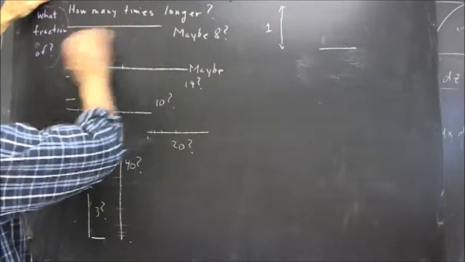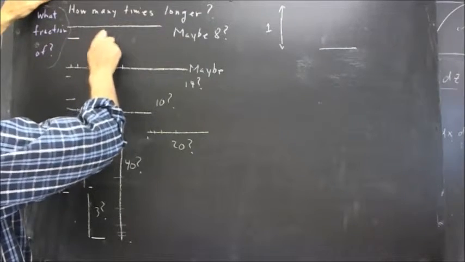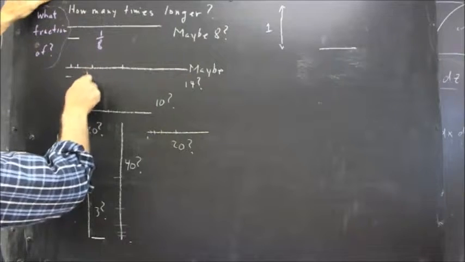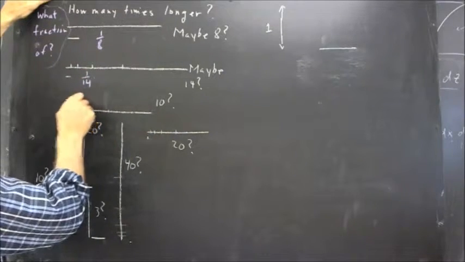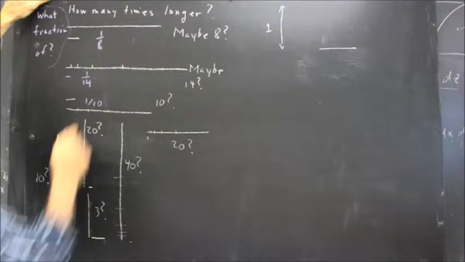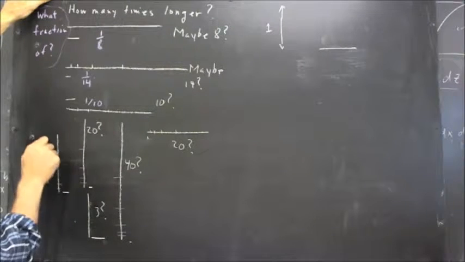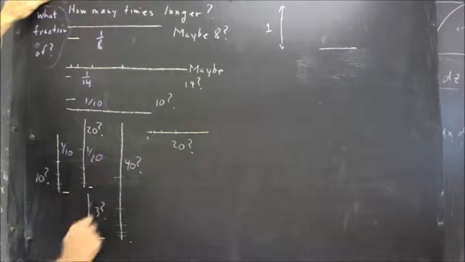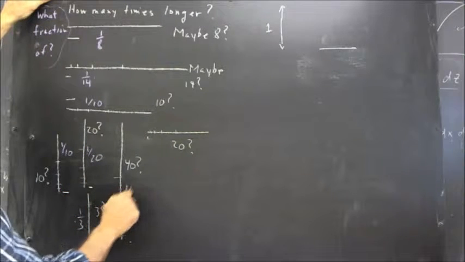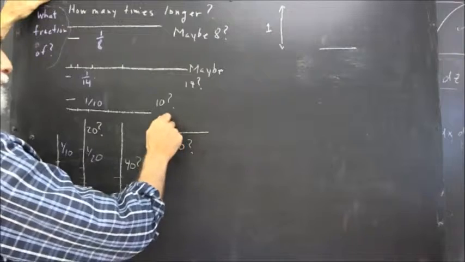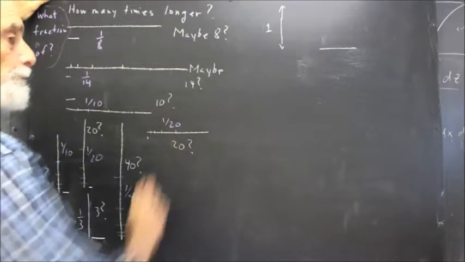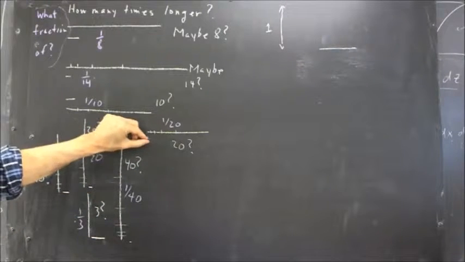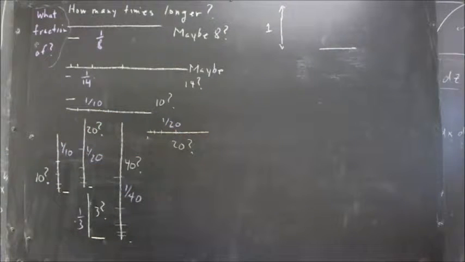So that means maybe this is 8 times as long as this, which means the shorter is 1/8 of this. Here the shorter is 1/14. Here the shorter would be 1/10. Down here it might be 1/10, over here 1/20th, 1/30th, 1/40th, 1/20th. So the fractions that we've written here are represented by the short segment as a fraction of the long segment.